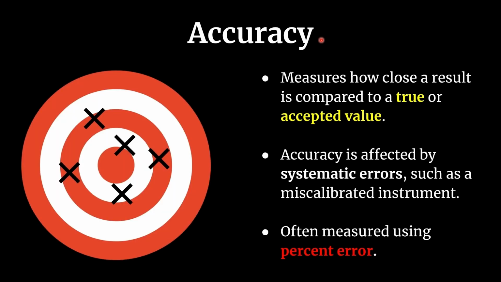Moving on, accuracy measures how close a measurement is compared to a true or accepted value. And it is affected by systematic errors, which are due to things such as a miscalibrated instrument, and it is measured with percent error. Both of these concepts we will get into in just a few more slides. Up to this point, you should have realized that although precision and accuracy are used interchangeably in casual, everyday conversation, they actually have fundamental differences, which we have just covered.